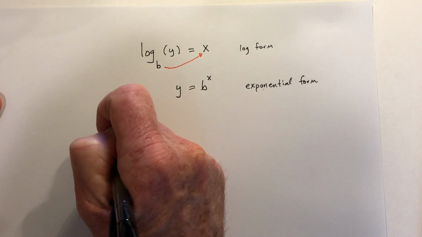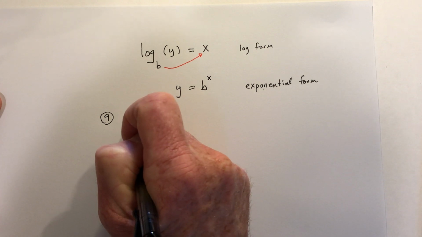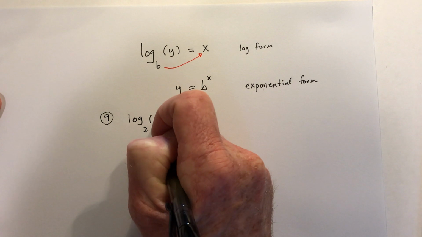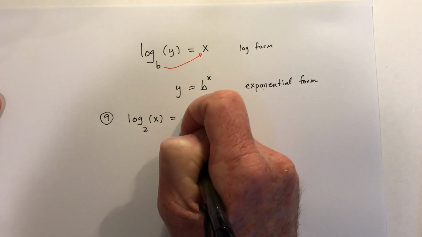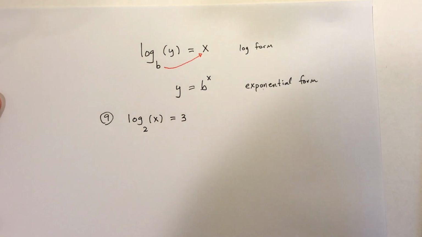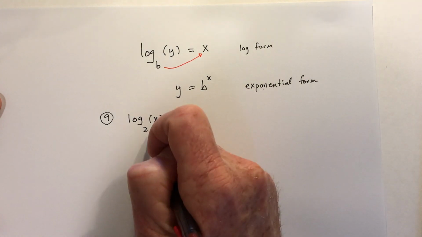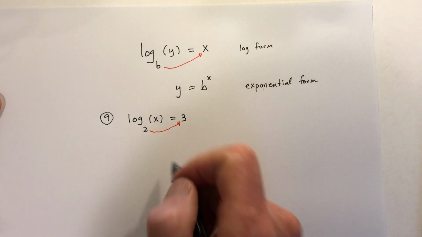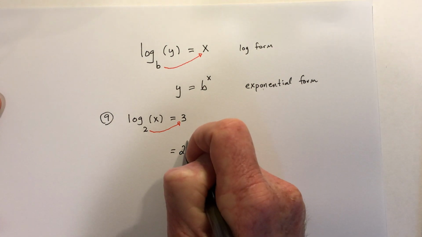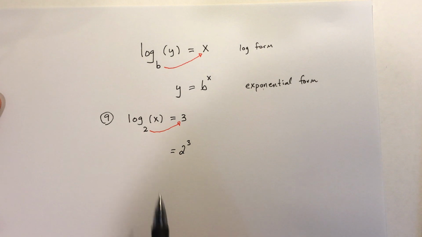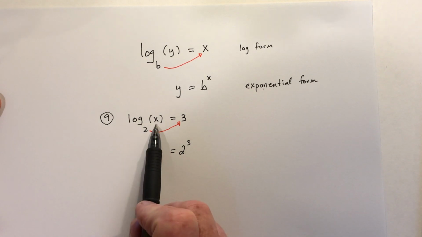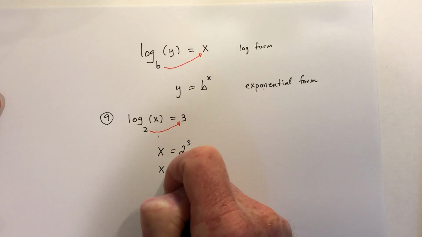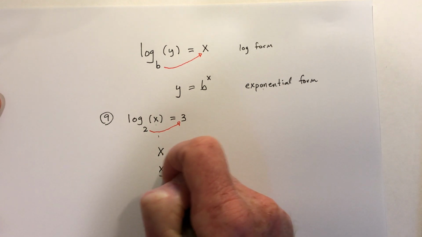So then for example number 9, if it was something like what's log base 2, in the parentheses there's an x, and then the 3 is on the other side. So this is saying that 2 is the base and you raise it to a 3. So on the right side there's a 2 raised to a 3. And that operation right there gets rid of the logarithm, so the only thing left is x. And then 2 cubed is 8, so the answer is 8.